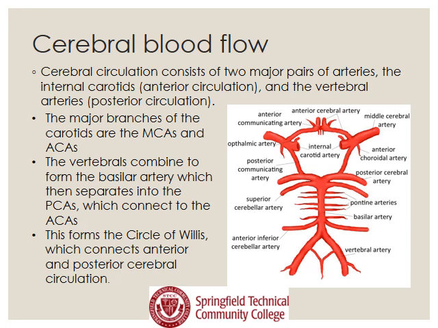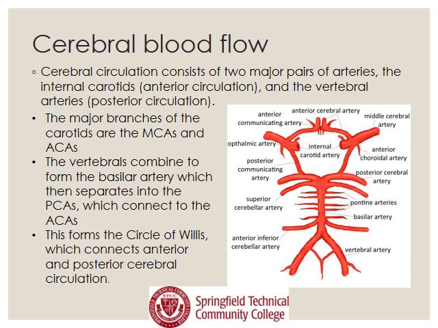Stroke affects the cerebral circulation, and I just want to have this little slide about cerebral blood flow so that you can understand what's happening when a person's having a stroke. Your cerebral circulation consists of two major pairs of arteries, the internal carotids, which go up the front of your neck, and the vertebral arteries, which go up the back of your neck. The major branches of the carotids in the front are the MCAs and the ACAs. So you have the middle cerebral arteries and the anterior cerebral arteries.